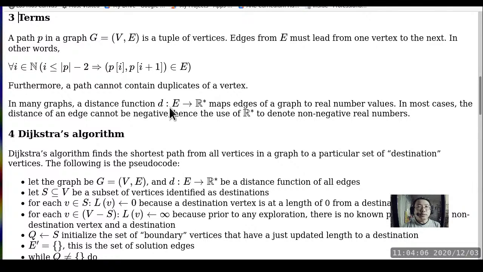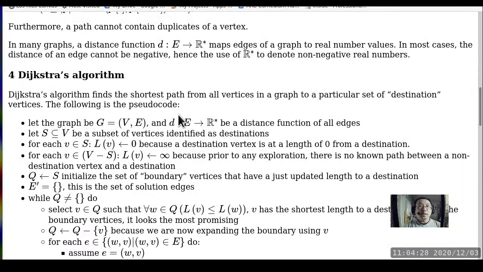So what D is doing is associating a cost for each edge. How much is it going to cost me, or what is the distance to go from one vertex to another vertex using an edge? That's what the D function is for. Okay. All right. So now that we have introduced the terms, the question now is, why are we interested in graphs?